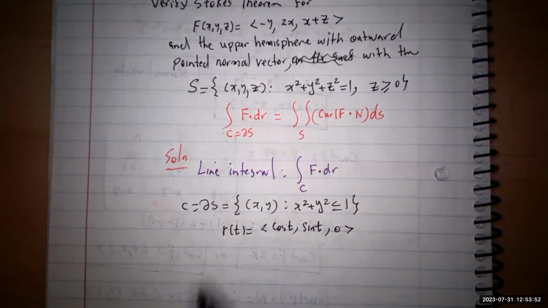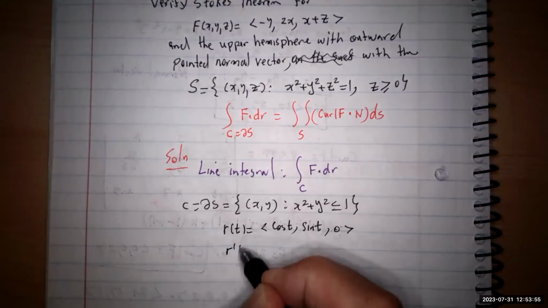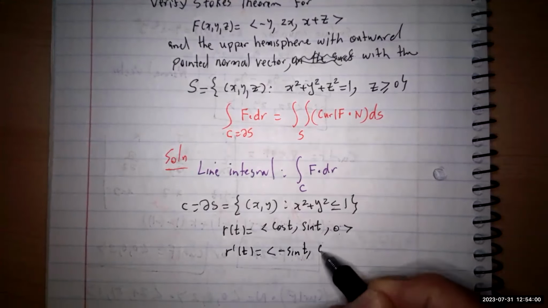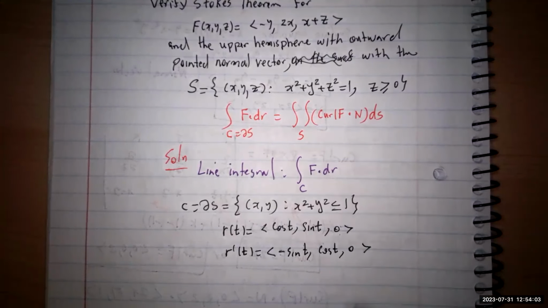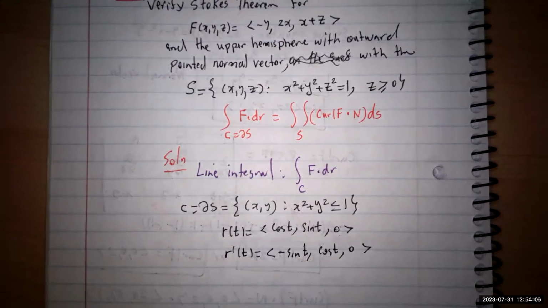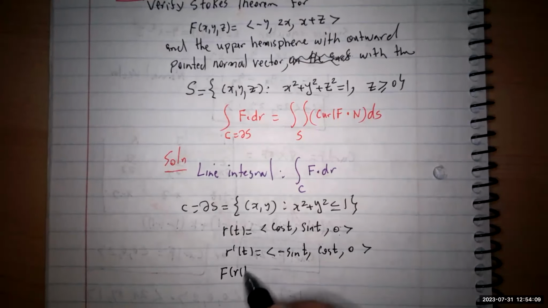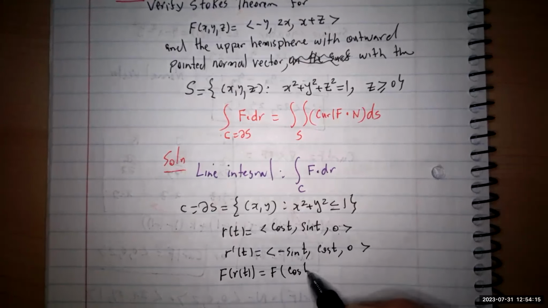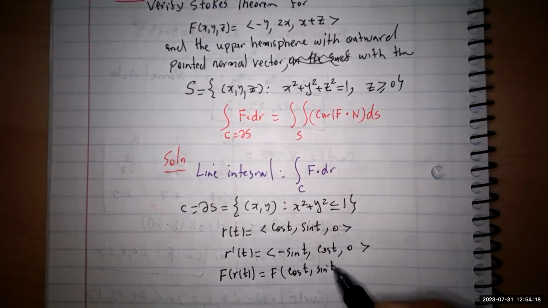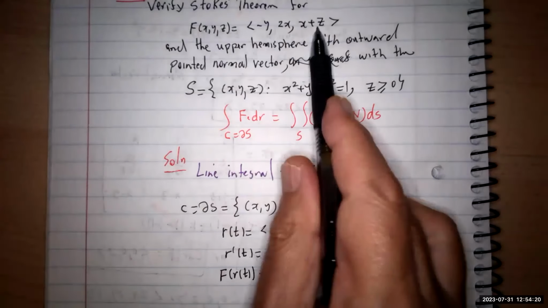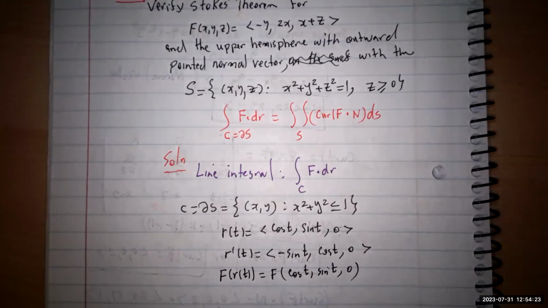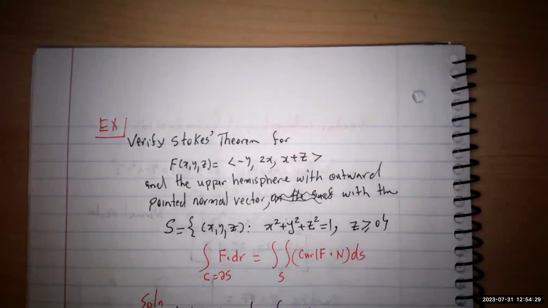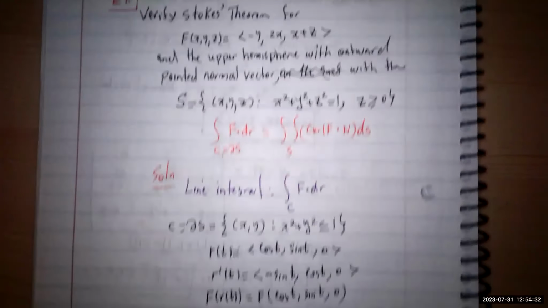Then you have to find the r prime. Okay, you find the r prime of t. So the r prime of t is negative sine t, cosine t, and 0. That's r prime of t. Then you have to find the f of r of t. So f of r of t is going to be f of cosine of t for x, sine of t for y, and 0. If you substitute in your function, you're going to end up with, remember the function was negative y, 2x, x plus z, substitute for the x, y, z.